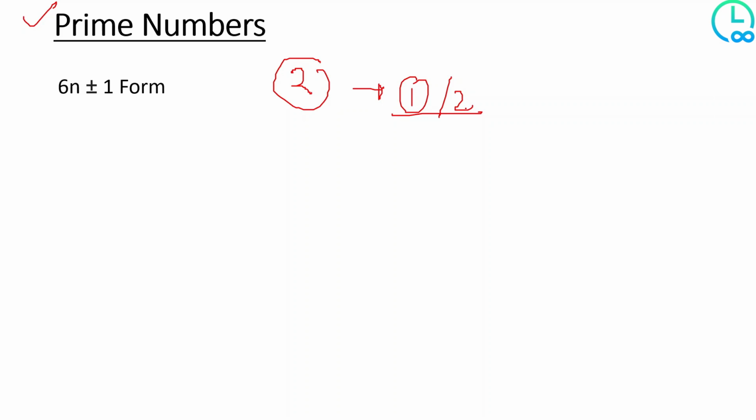Or you can say a prime number will always have 2 factors. So for this, see, 2 factors: 1 and 2. So this is the definition. This is the way to identify a prime number.